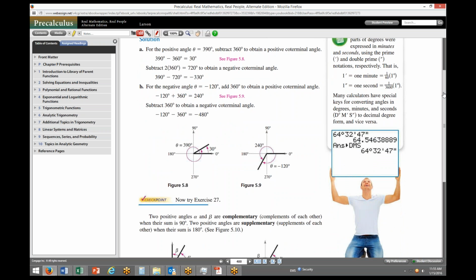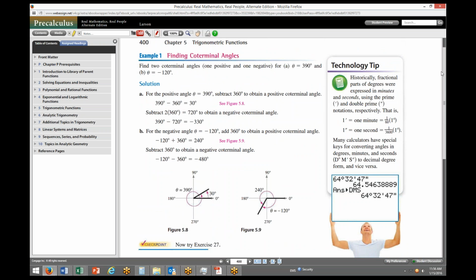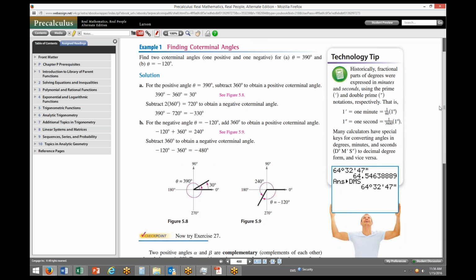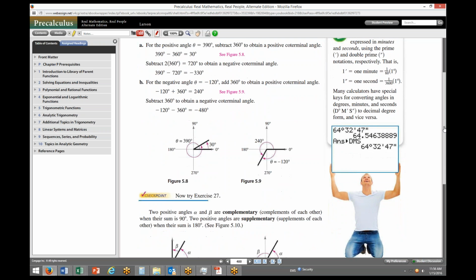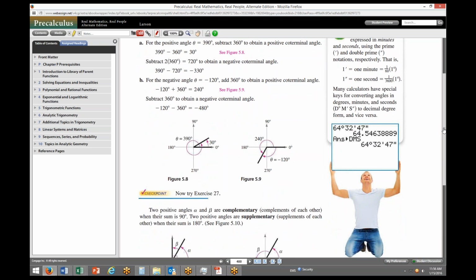So if you want to find and create some coterminal angles, you can just start with the measure of whatever one of them is, and then add or subtract 360 degrees to that. So they give you some examples of doing that here. Or you can add 360 times 2, which would be 720, or 360 times 3, which would be 1080. Or subtract those amounts, and you'll get coterminal angles.